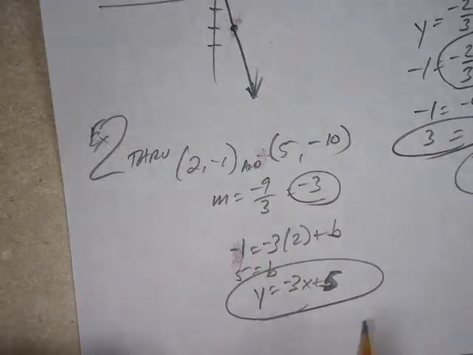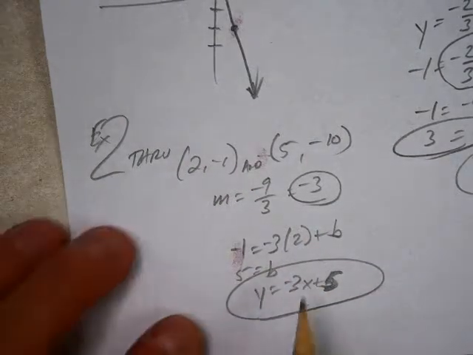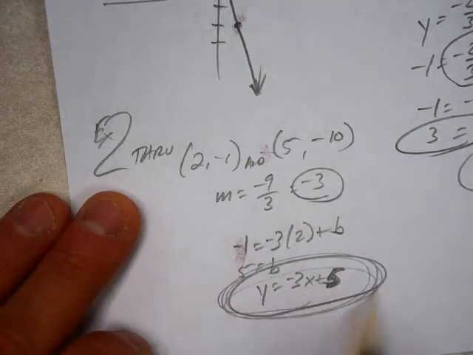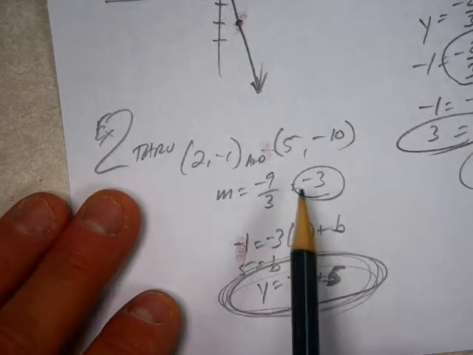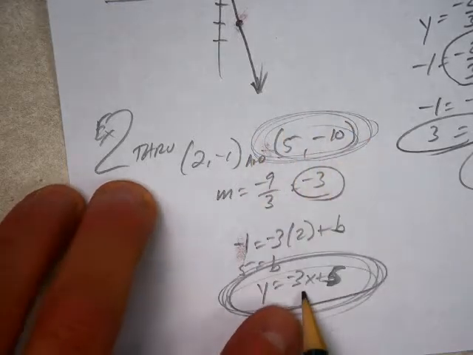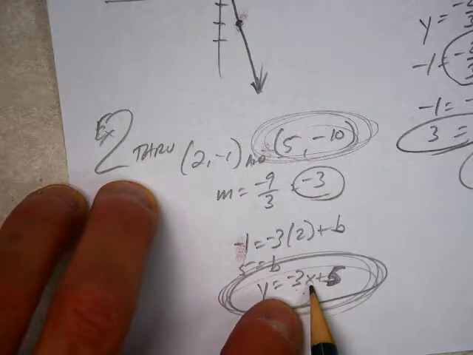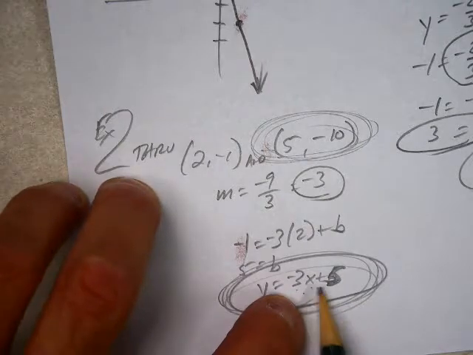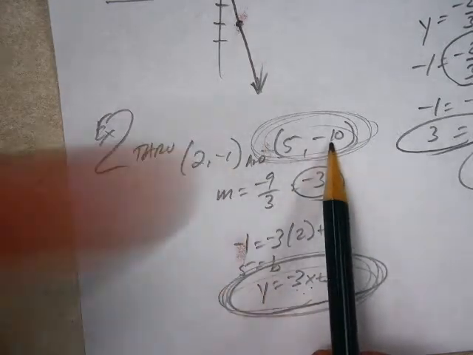If you wanted to make doubly sure that you're right, how could you make sure this is right? You could plug in the other point. Negative 3 times 5 gives me negative 15. If I add 5, I get negative 10. There you go.